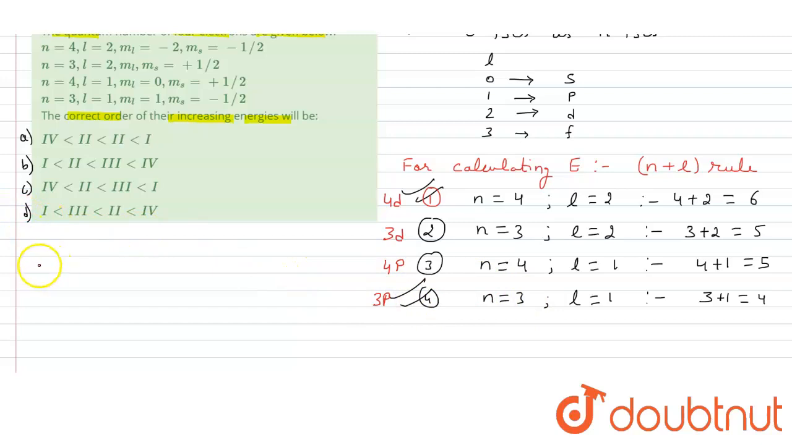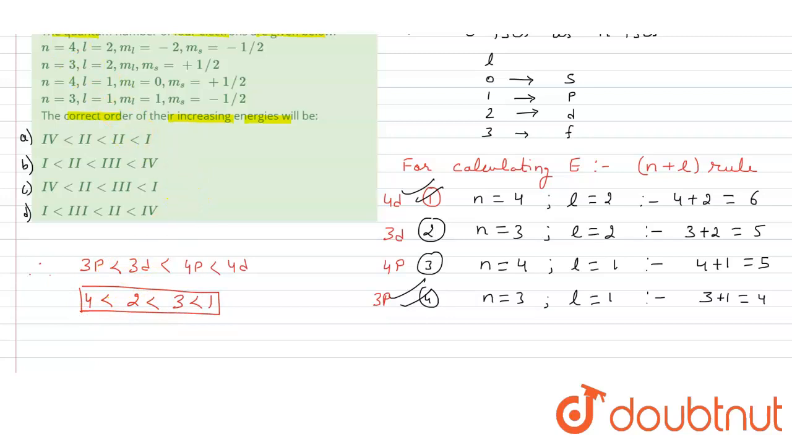So the energy order will look like this. 3p has the lowest energy, and after this 3d has higher energy than 3p, and after this 4p, and after this 4d. Or you can say the fourth one has the lowest energy, then second, then third, and then first. This will be the increasing order of energy.